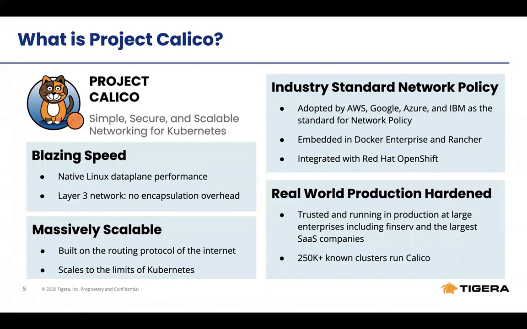It is quite scalable. We are using Border Gateway Protocol, BGP, to distribute the routes, and therefore a cluster that leverages Calico can be easily scaled to thousands of nodes or to the limits of Kubernetes. The entire internet is built on top of the BGP protocol.